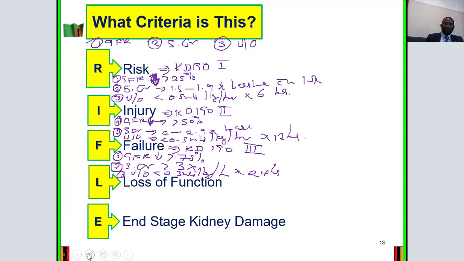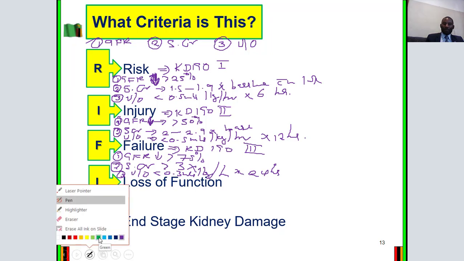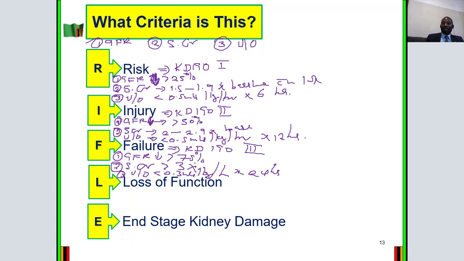Now, listen carefully. Let me put up another thing here on the aspect of creatinine. Creatinine also may qualify if it is more than 350 micromoles per liter.